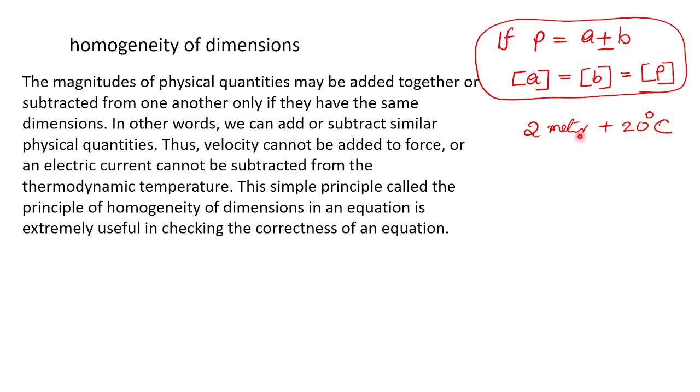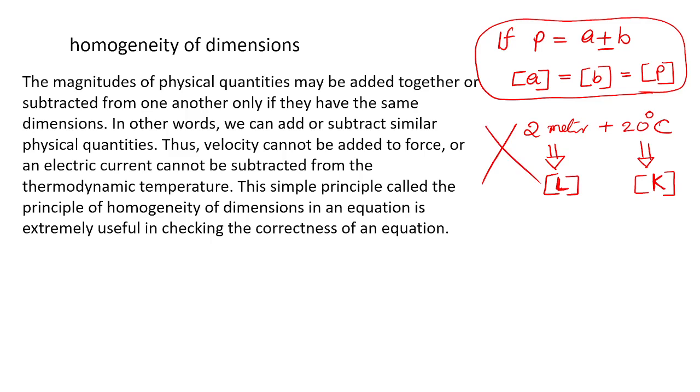2 meter belongs to the dimension L. 20 degrees Celsius belongs to the dimension temperature. They have different dimensions. This belongs to the category L, length. This belongs to the category temperature, Kelvin, denoted by K. I explained in the previous class. The quantities having different dimensions cannot be added. So no formula contains numbers like this.